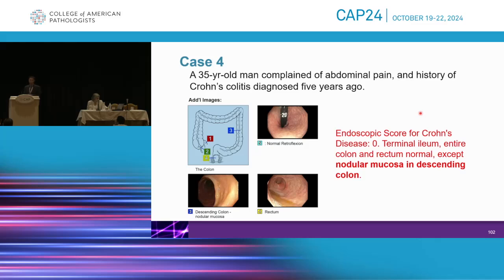So let's see a case here. This is a 35-year-old man with abdominal pain and a history of Crohn's colitis diagnosed 5 years ago. The patient came for follow-up. The endoscopy showed a Crohn's disease score of 0, which means the mucosa healed very well. But they did see a nodular mucosa in the descending colon. You can see some small nodules.